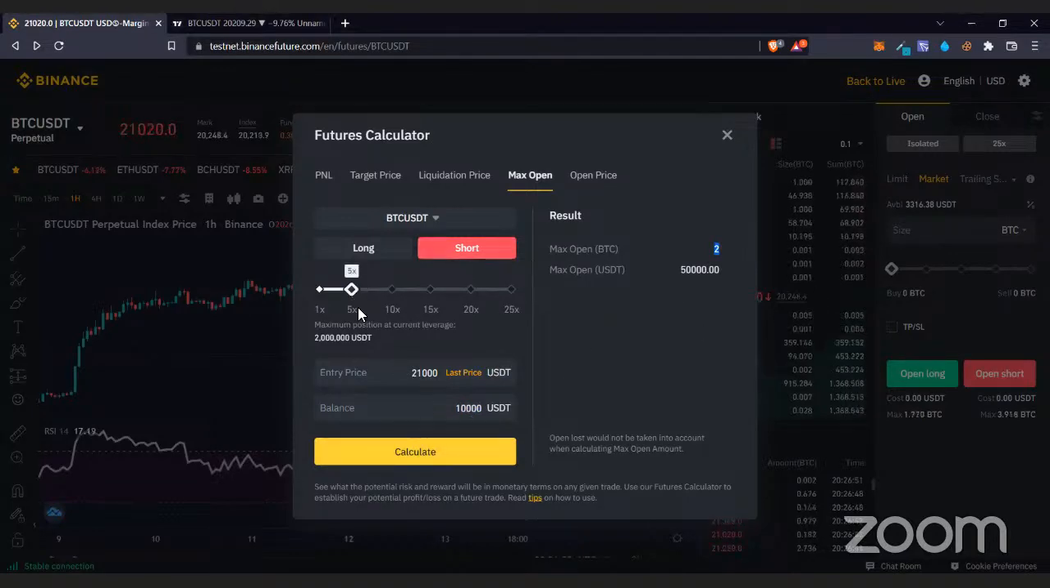Remember, the leverage is like multiplying the size of the account you have. So 5x leverage means that we're multiplying 10,000 by 5, which is 50,000. So 50,000 will only open 2 Bitcoin for us.